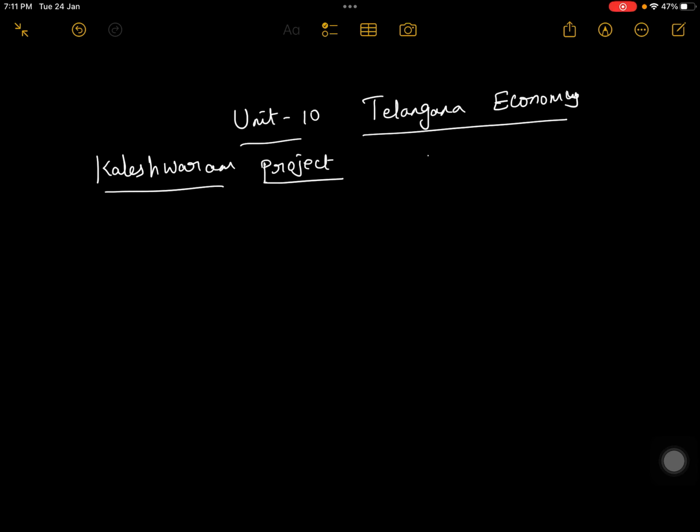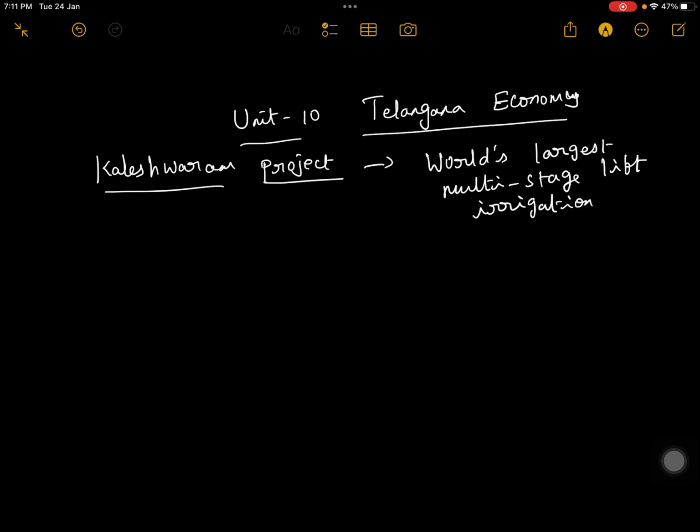Before proceeding to the main answer, let me draw roughly a map and explain to you about the Kaleshwaram project. One thing you have to understand is this Kaleshwaram project is the world's largest multi-stage lift irrigation project. Let me explain to you briefly about the background of this.